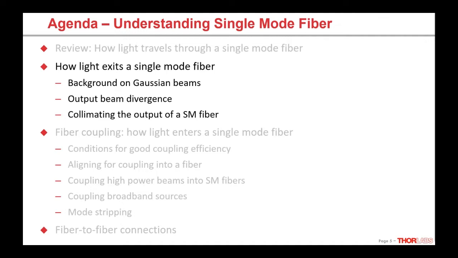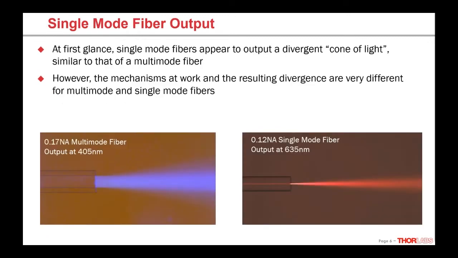Okay, with that short review out of the way, now we're going to transition into talking about how light exits the single mode fiber. How does this light that's coupled into this waveguide go from that to free space? Now, at first glance, we see a diverging beam coming out of the single mode fiber, not unlike that of a multimode fiber. And in this talk, we're going to do a lot of comparing this multimode light pipe ray optics concept with the behavior of single mode fibers.